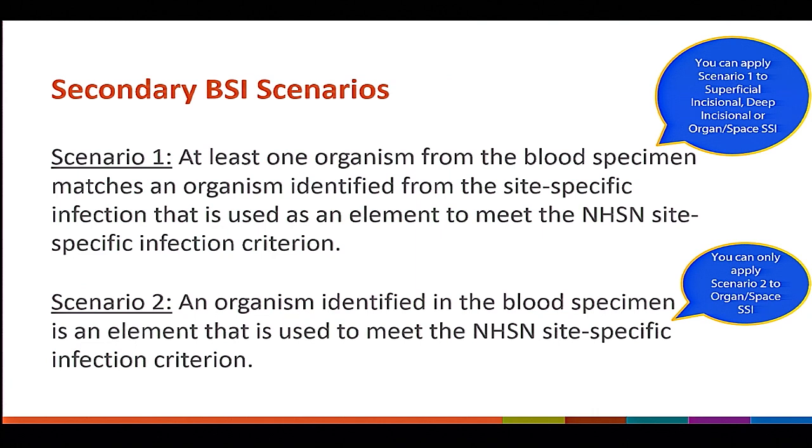And if you remember from the date of event definition, we train that all the elements used to meet the criteria must occur within the same general time frame. So the IWP does not apply when you're applying scenario 2 to secondary BSIs. So we give you a little more leeway. It does not have to fall within that 7-day IWP if you have a blood culture that you're trying to use as secondary to an SSI.